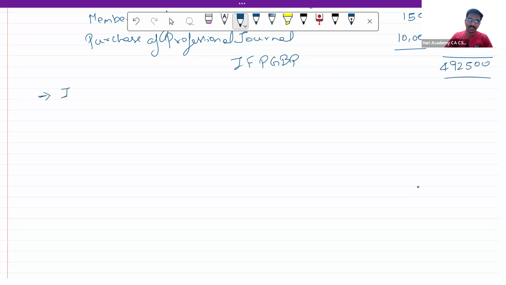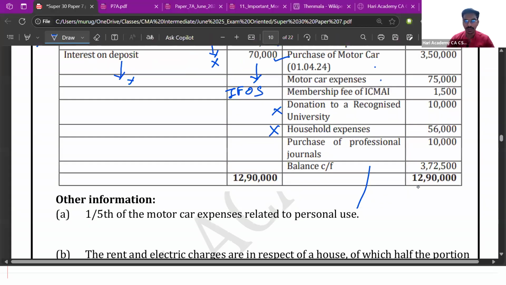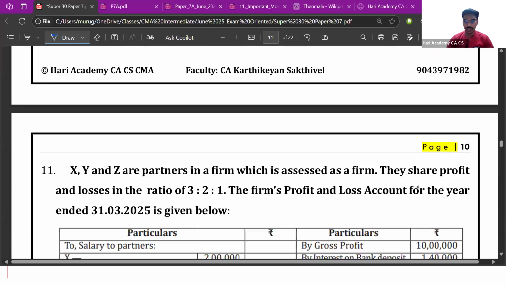It is assumed in this case that he is following cash basis of accounting. So this question is correct only if you give this note that it has been assumed that he is following cash basis of accounting. This is a very important note. Very important in the examination. Okay. Now let us go to the next question.